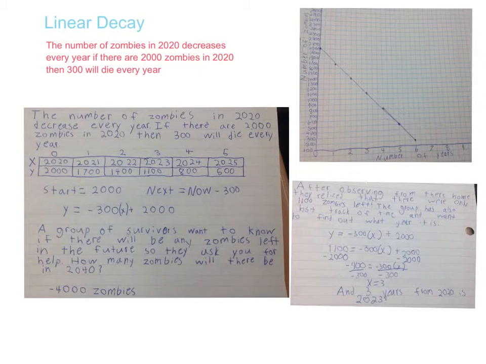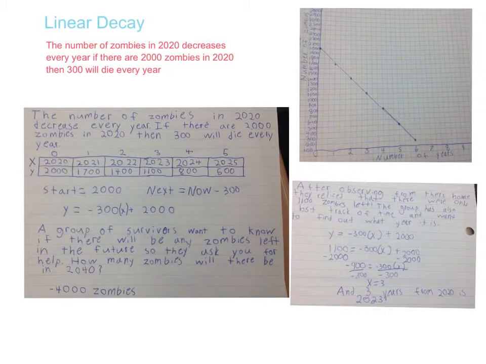In 2021 we have 1,700 zombies, and in 2022 we have 1,400 zombies, and so on.